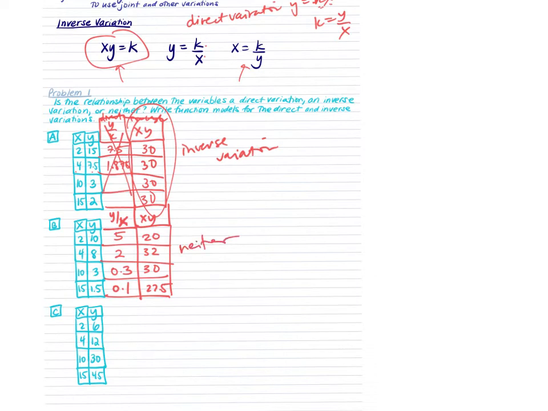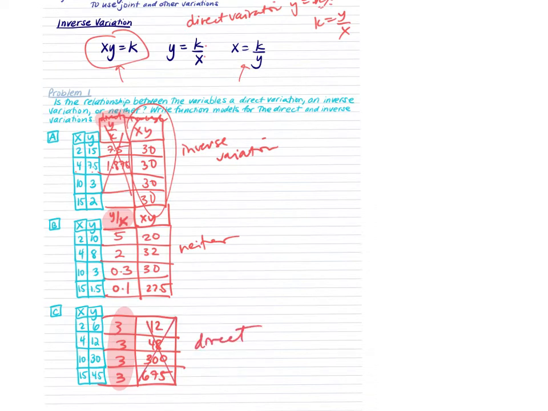And then we'll do C. Here you can see that all of these are 3, which is my y divided by x, which is my direct variation. For inverse variation, they're not all the constants, so this is direct. All right, so that's how you do this.